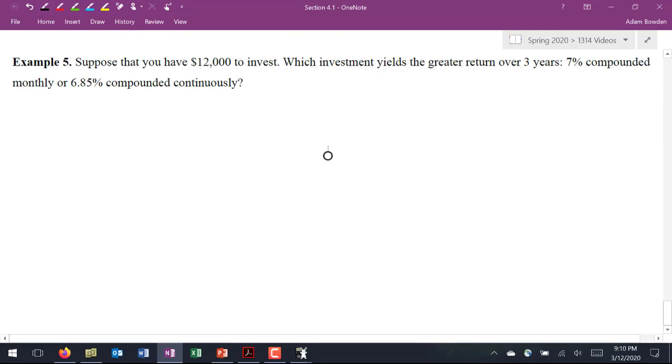Now for practice, here's a good example that you may want to kind of start working on your own. Pause the video here. It says we have $12,000 to invest. Which would be better and yield the greatest return over 3 years? 7% compounded monthly or 6.85% compounded continuously? So if you want to try to compute these using our formula, just take a second, see if you can get the formula started and do the calculation. And if you pause the video for a second, I'll come right back and work this one out.